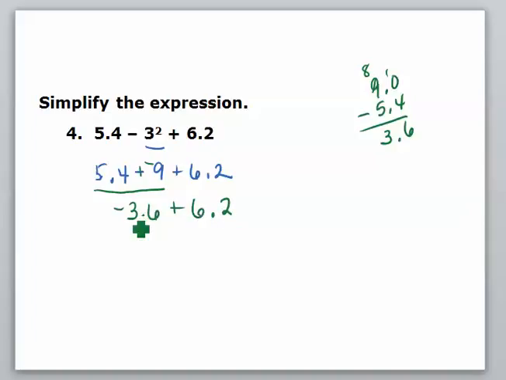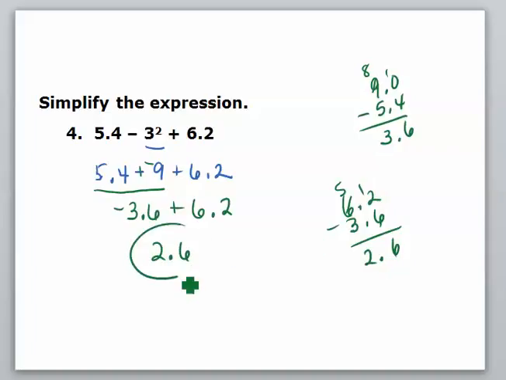Same thing when you go ahead and add these together. You owe somebody $3.60, but you have $6.20, so you're actually going to have enough to pay them back. But how much? Well, you have to subtract to figure that out. You'll have $2.60 left after you pay them back.